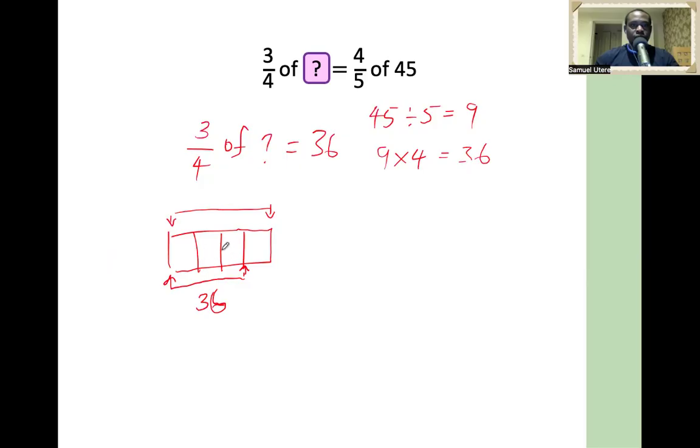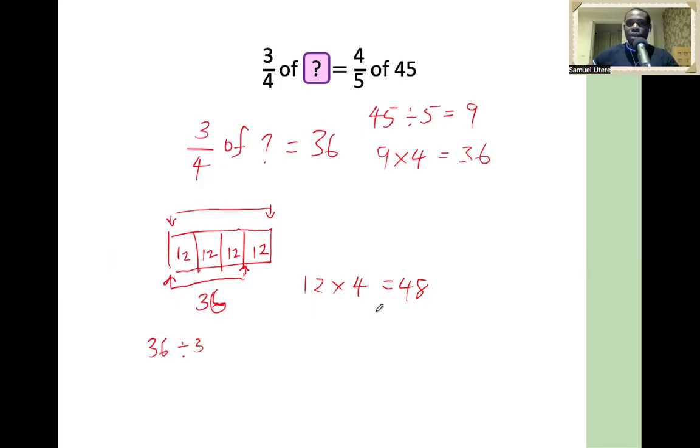Now, if 3 parts is equal to 36, it means each part will be 36 divided by 3. So each part is 12. Okay? You get that? So if each part is 12, this part has to be 12 as well. Now, we have 4 blocks in the bar model. So it means the whole lot, the quantity that should be here, has to be 12 times 4, which is 48. Okay? So look at the way we've reasoned to get to the solution.